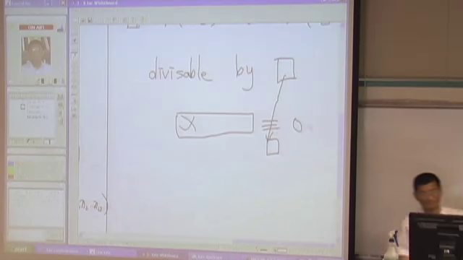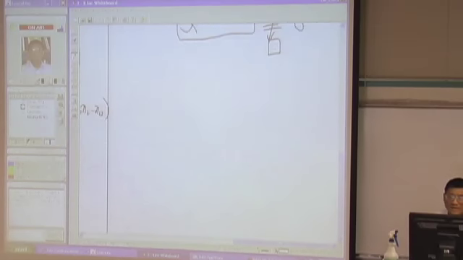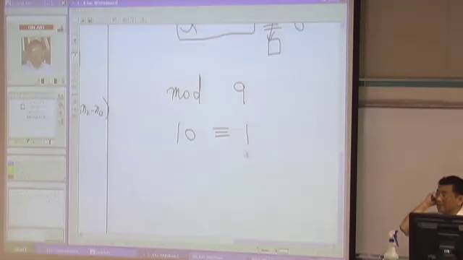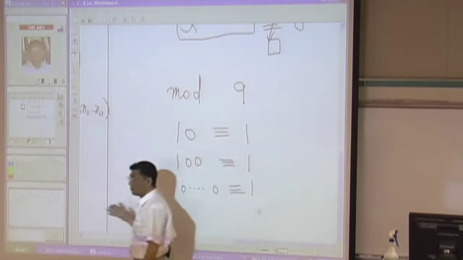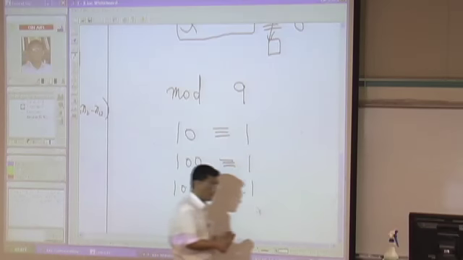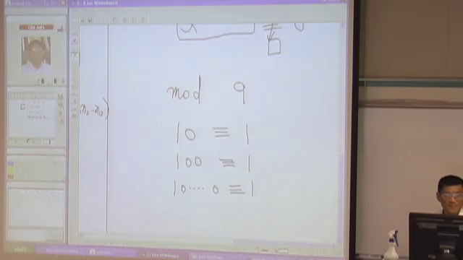So one interesting thing: with mod 9, 10 is congruent to what? 1. Right? Then if I square the left side, 100, and I square the right side, 1. In other words, any appearance of this kind of thing is congruent to 1. So with mod 9, we can easily prove something is divisible by 9. I will mention the things that we will need in the future.